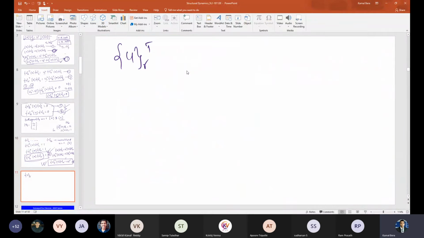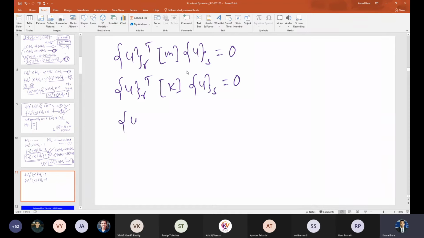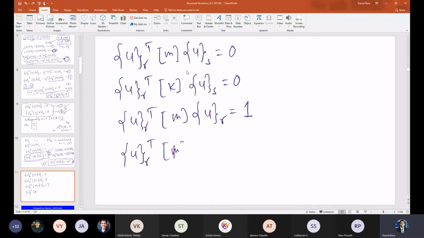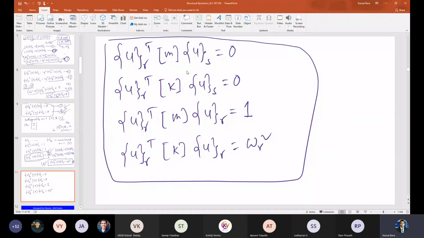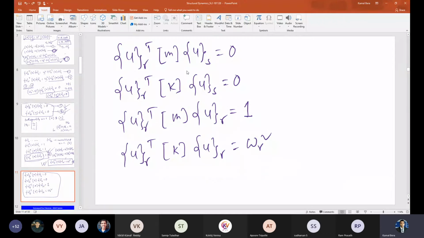UR transpose M US equals 0. UR transpose K US equals 0. UR transpose M UR equals 1, if we normalize the mode shapes. UR transpose K UR equals omega R square. So these all come from the powerful properties of the mode shapes, the orthogonality relationship.